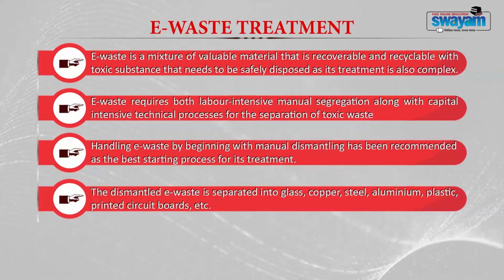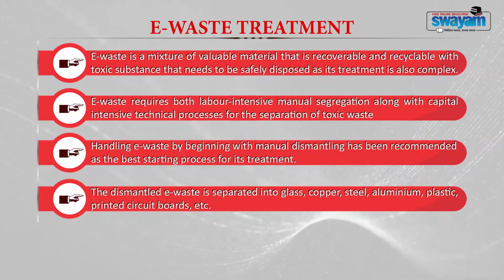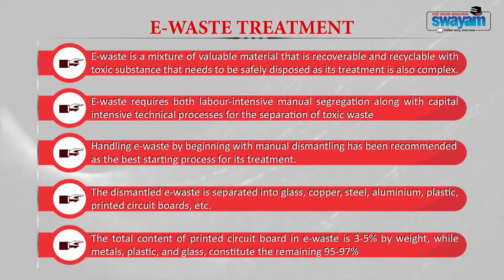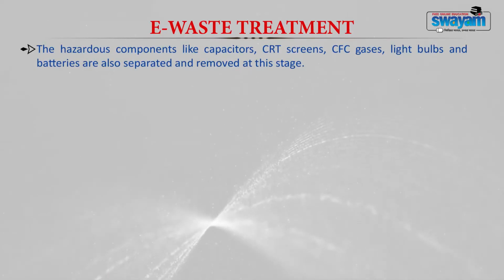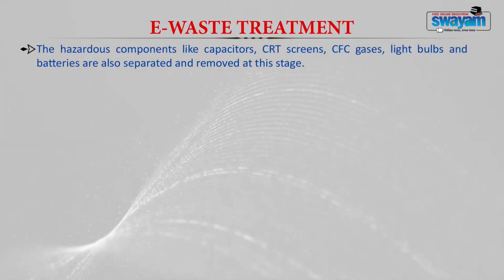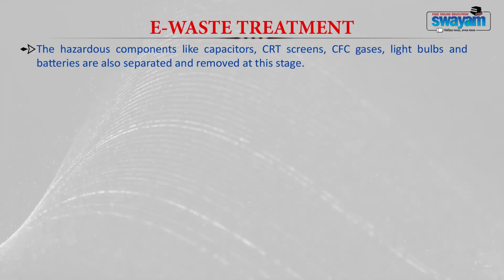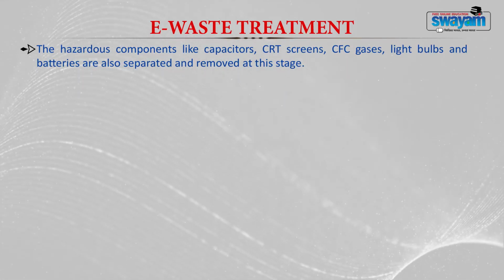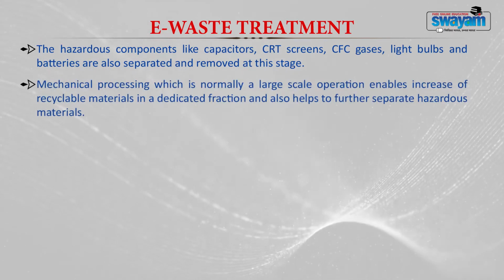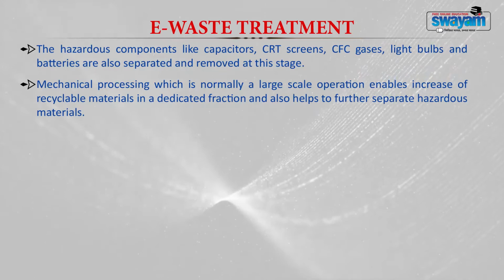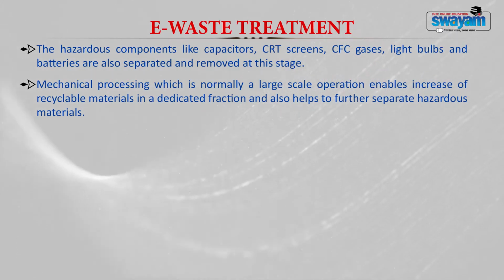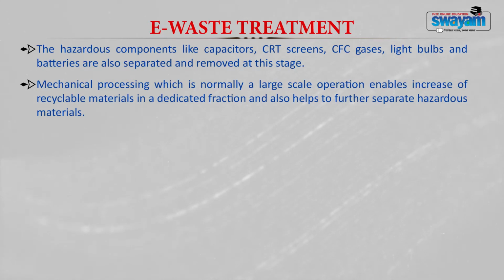The dismantled e-waste will then be separated into glass, copper, steel, aluminum, plastic and printed circuit boards. The total content of printed circuit boards in e-waste is generally 3 to 5% of weight, while metals, plastic and glass constitute 95 to 97%. The hazardous components like capacitors, CRT screens, CFC gases, light bulbs and batteries are generally separated and removed at this stage. Then they are mechanically processed, which is a large scale operation, and it enables an increase of recyclable materials in a dedicated fraction.